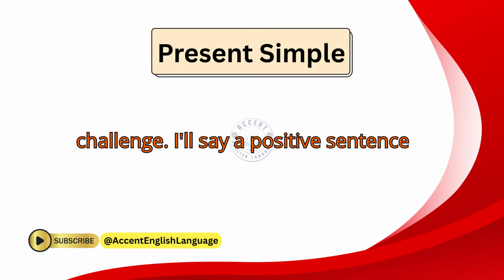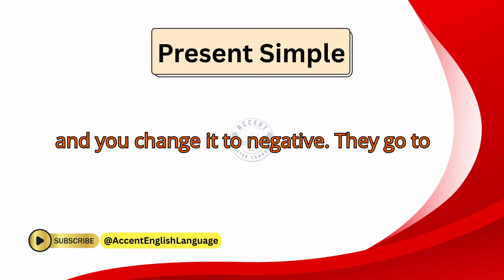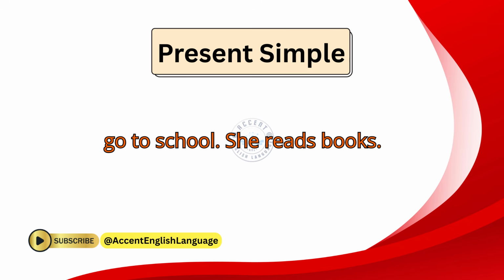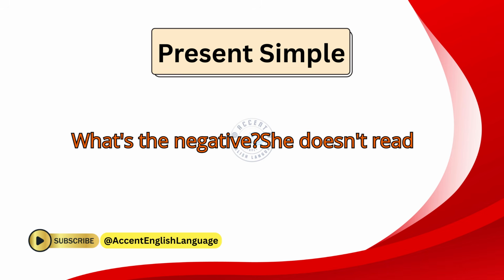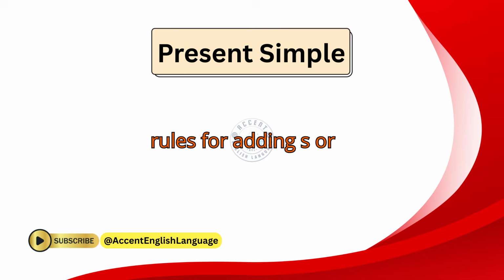Let's do a quick challenge. I'll say a positive sentence, and you change it to negative. They go to school. What's the negative? They don't go to school. She reads books. What's the negative? She doesn't read books.